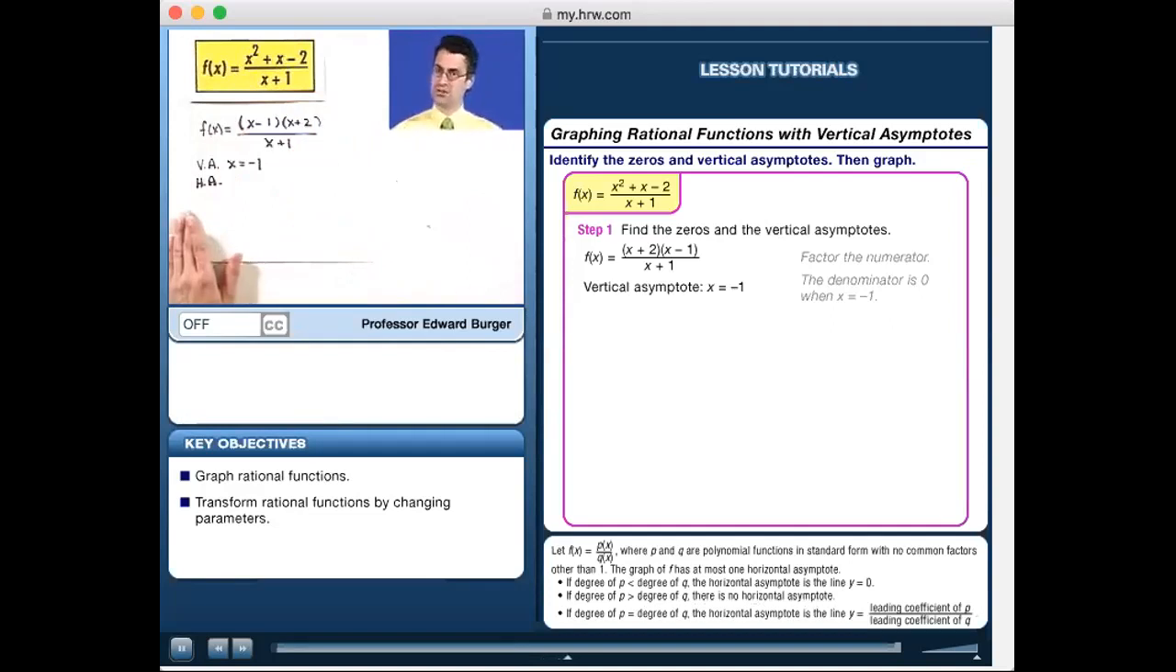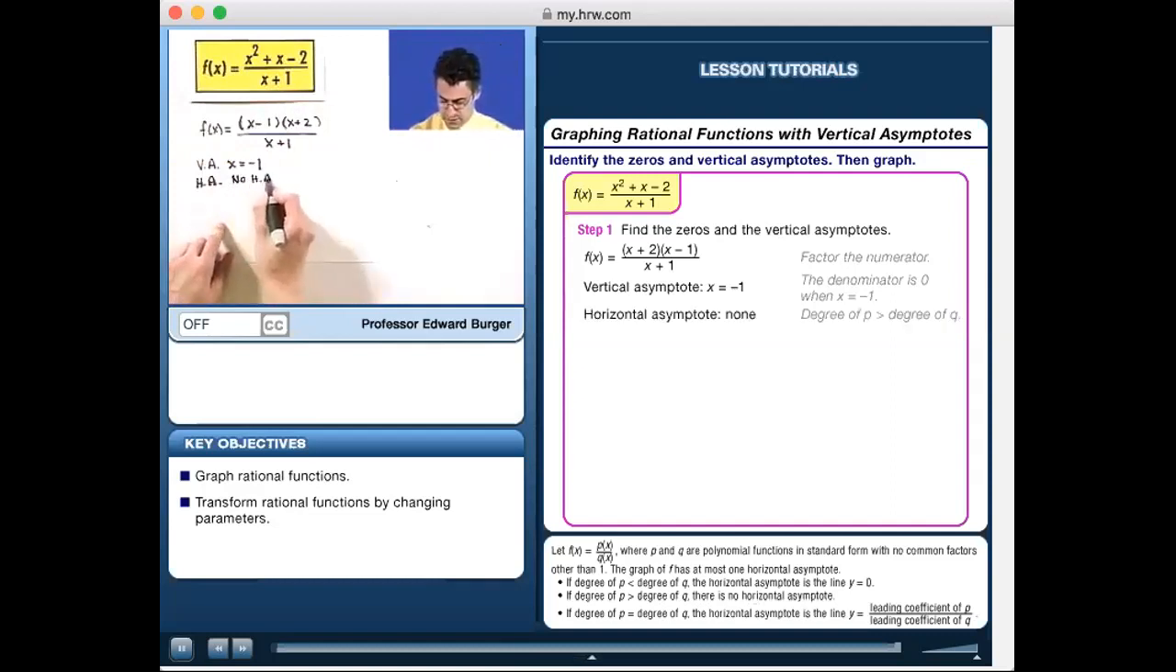So y equals a over b, where a is the coefficient on the leading term in the numerator and b is the coefficient of the leading term in the denominator. Anyway, lots of stuff here, whereas in here we see the degree in the numerator is greater, so it dominates, and so there's no horizontal asymptote here.